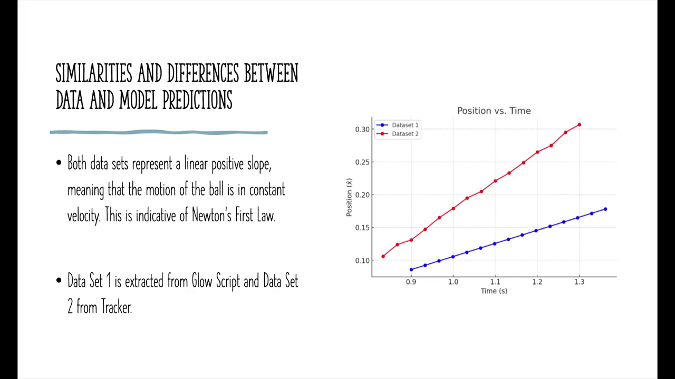Both datasets represent a linear positive slope, meaning that the motion of the ball is in constant velocity, and this is indicative of Newton's first law. Dataset 1 is extracted from GlowScript and dataset 2 from Tracker.